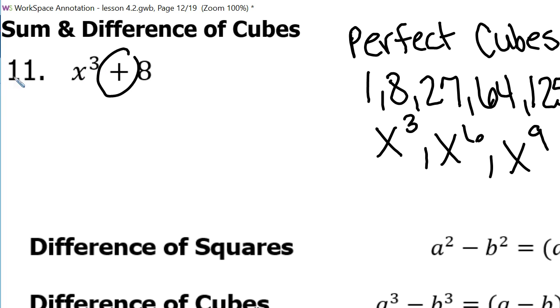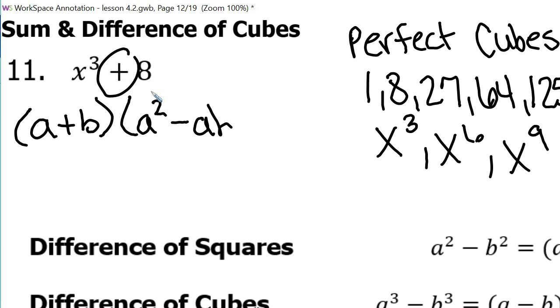So I'm going to first write down that formula. A plus b for the binomial. For the trinomial, it's a squared minus ab plus b squared. You don't have to memorize these formulas. For our test Tuesday, you'll have a formula sheet with these on it. But you do have to know how to use it.